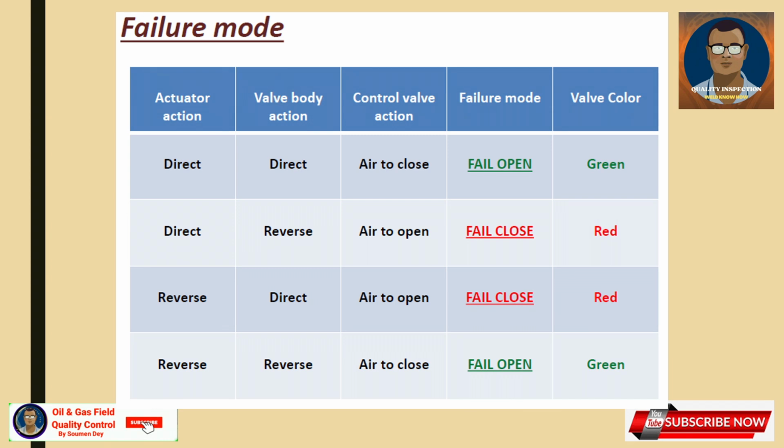For actuator action reverse, the valve body action is direct, air to open, fail close and the valve color is red. For the actuator action reverse, valve body action is reverse, control valve action will be air to close, fail open and the valve color is green.